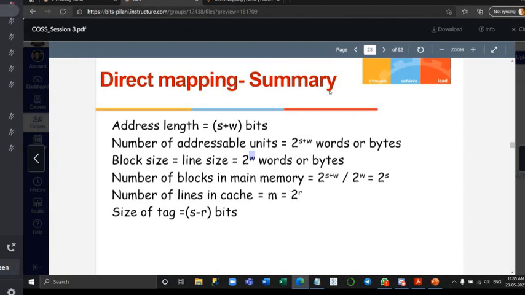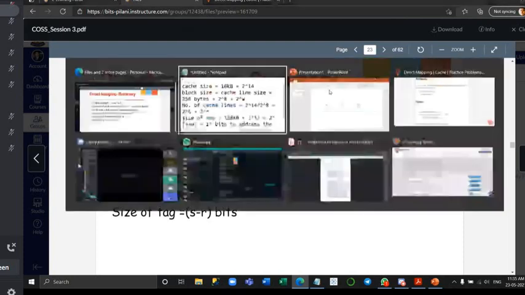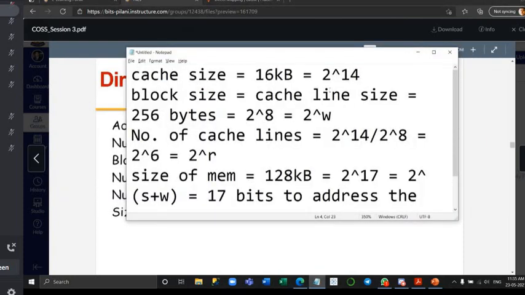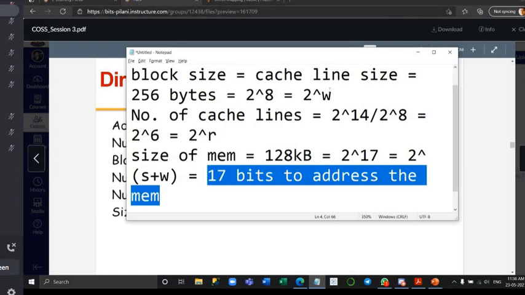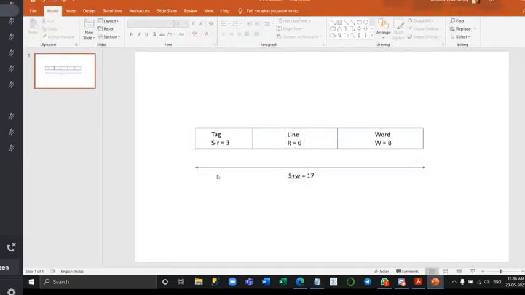So the total size of the entire address is whatever power of 2 the main memory size is. So you can represent main memory 128 KB as 2 to the power 17. So you require 17 bits to address the entire memory. So your S plus W, the entire length of this entire thing, becomes 17.